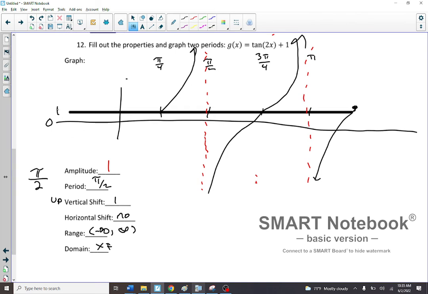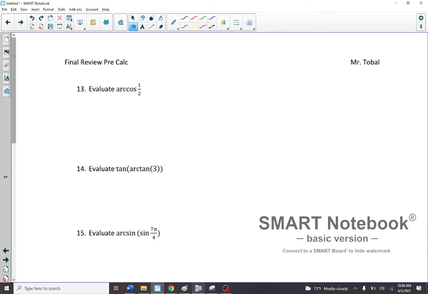So it goes like that. And I had to put this at 1 for a vertical shift. My fault on that. And then this would be a 5 pi over 4, technically. If you want more detail, look at the video I made back in the past about tangent, okay?